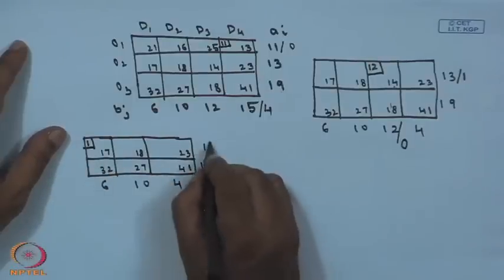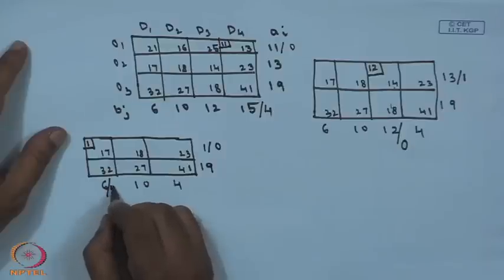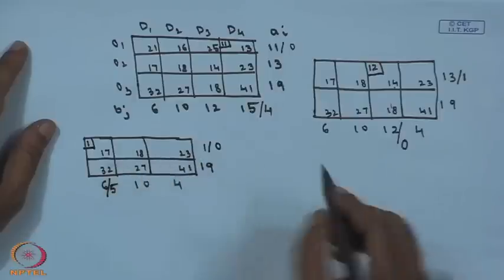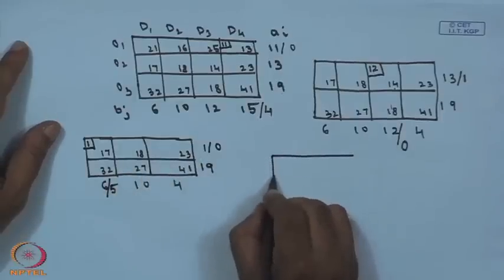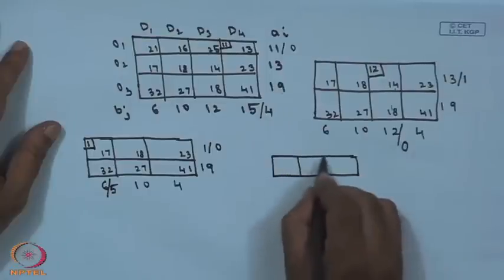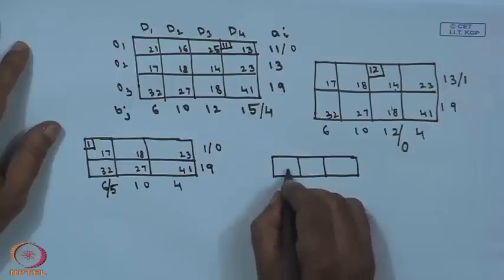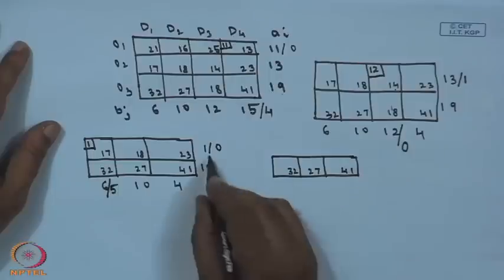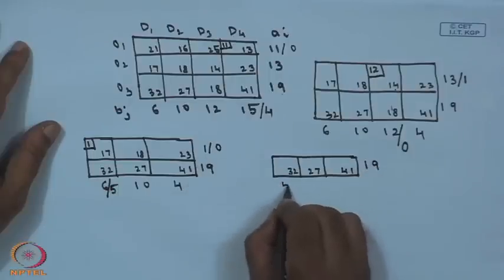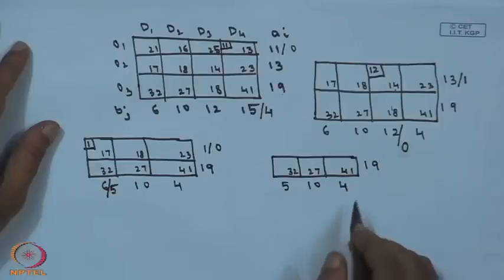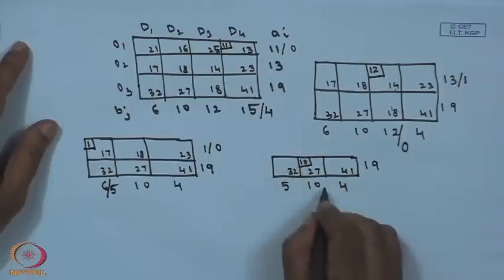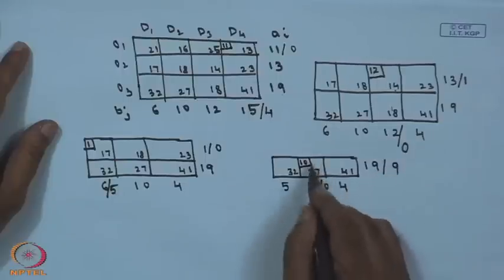So, once you have given 1, I think the mechanism is clear. It becomes now 5. This row can now be removed, because you have already met whatever availability was there. So, now in your problem you have only 1 row and 3 columns. The values are 32, 27 and 41. What are the demands? Demand in this case was 0, this is 19, so it is 5, 10 and 4. What is the minimum of them? The minimum of them is 27. So, on 27 allocate the minimum of 10 and 19. So, allocate 10 over here. Once you allocate, this demand is 0, this is 9. So, you can remove this column.